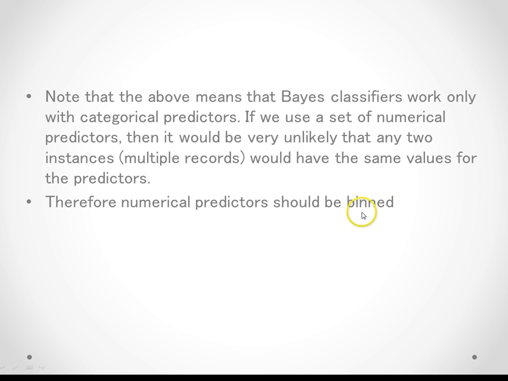What does that mean, binned? What do you think that means? Anybody guess what that means? For example, how would I take the income variable and bin it? Like low income, medium income, high income. Or we could say 10 to 20,000, 20 to 40, 40. That's still binning it, right? So therefore, numerical predictors should be binned.